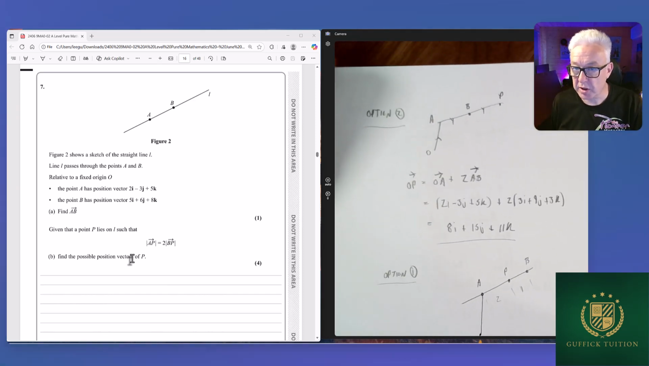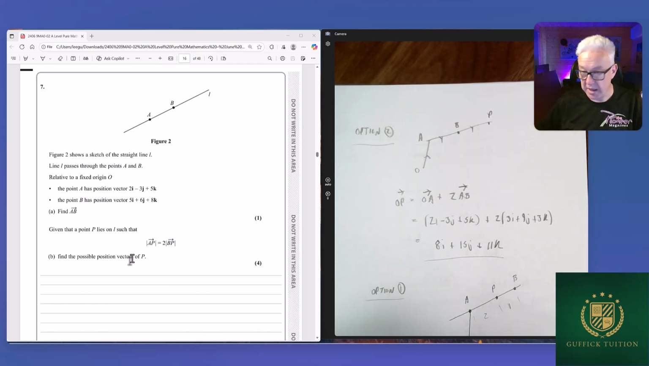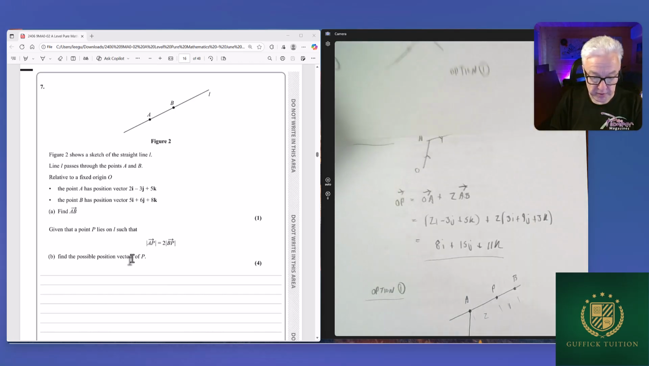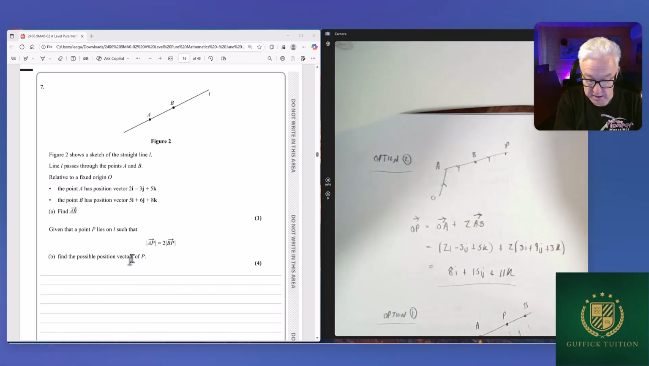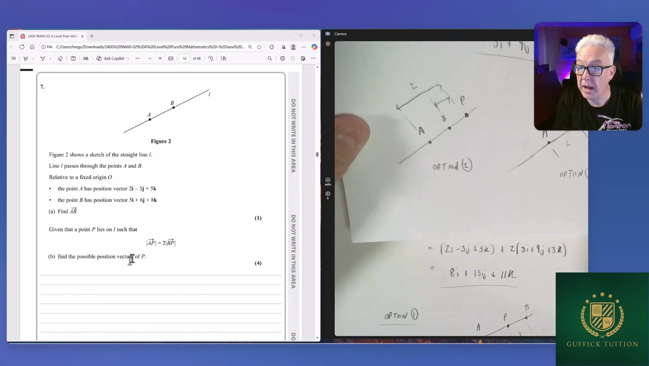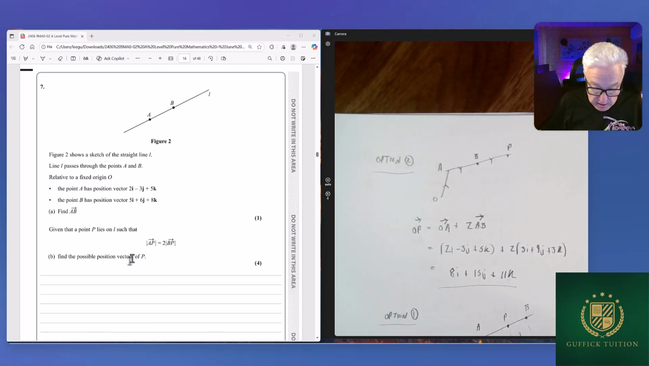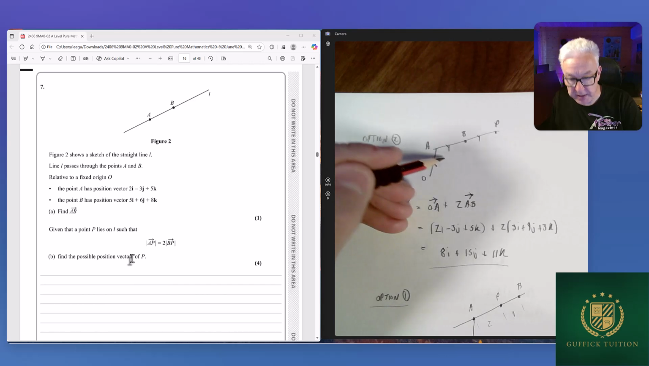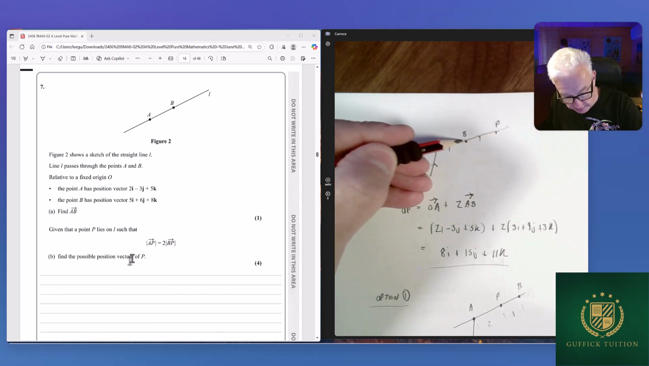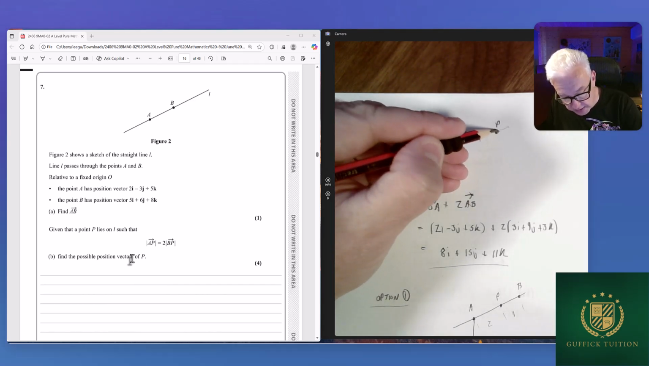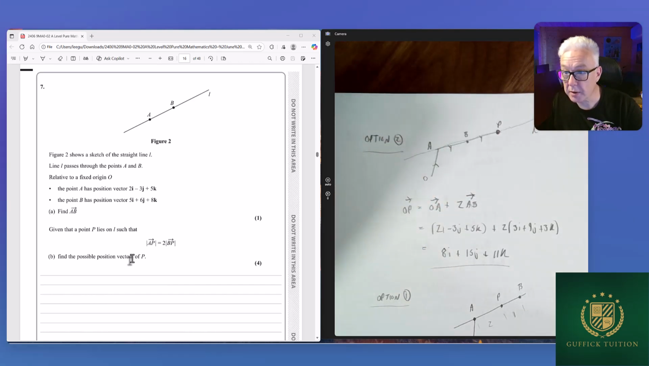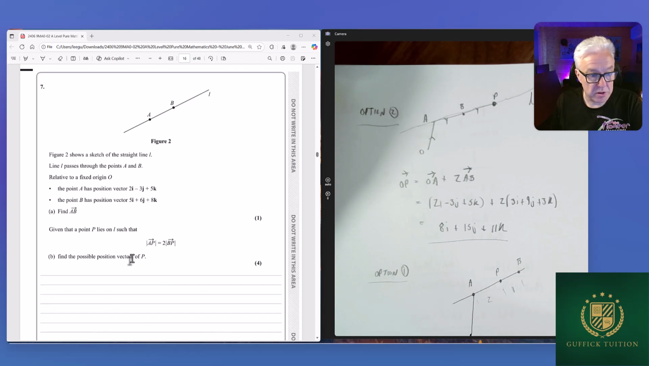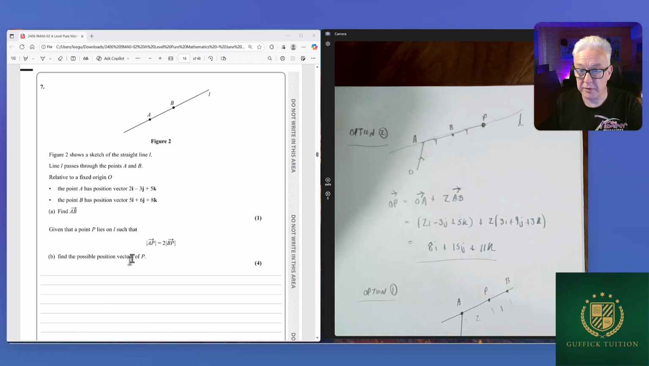So let's have a look. I'm going to do the option 2 one first. Let's imagine that P is outside of A and B. So here's our picture. There's our line, and we're going to say that P is like that. So there's our line L. How are we going to get from O to P? Because we want the position vector of P in both of these scenarios.